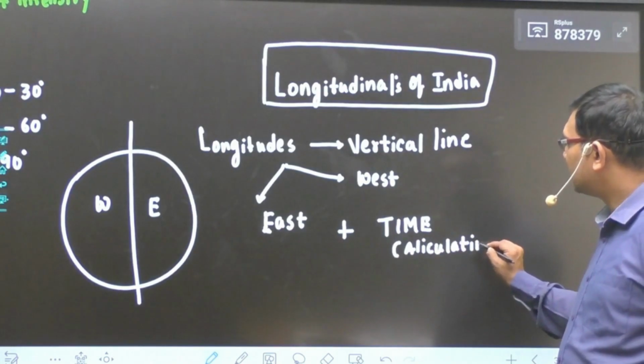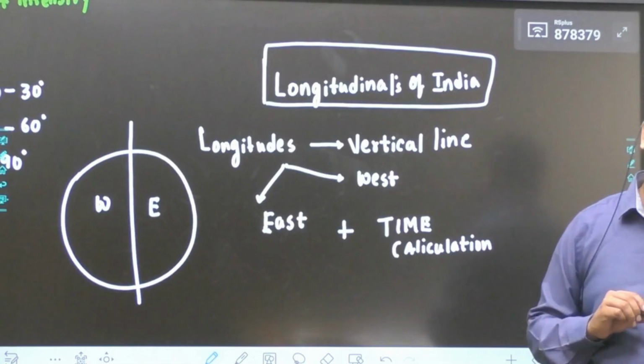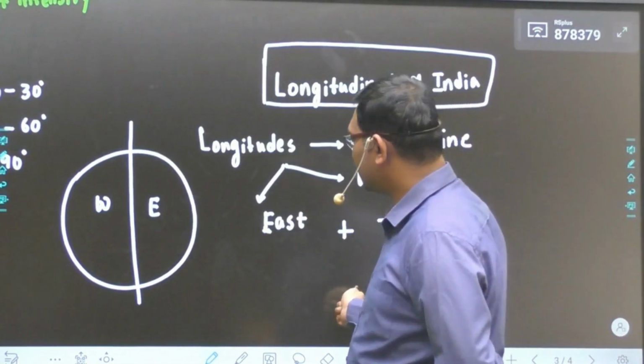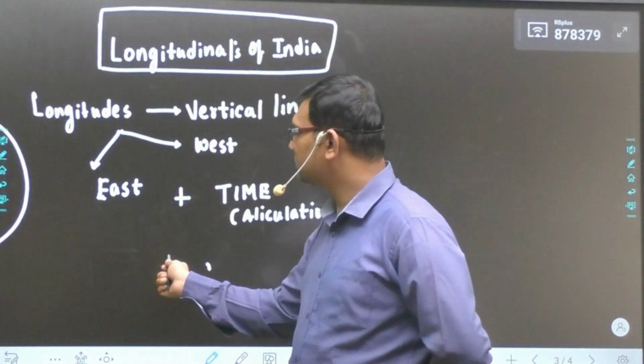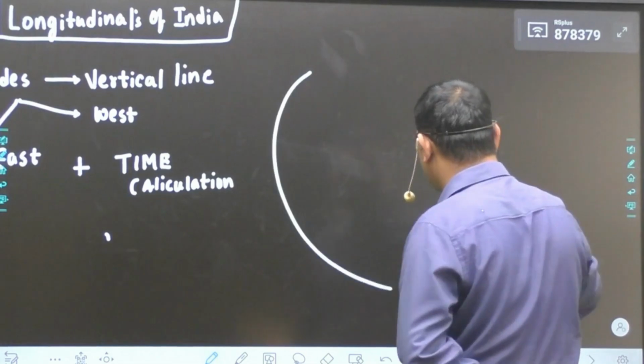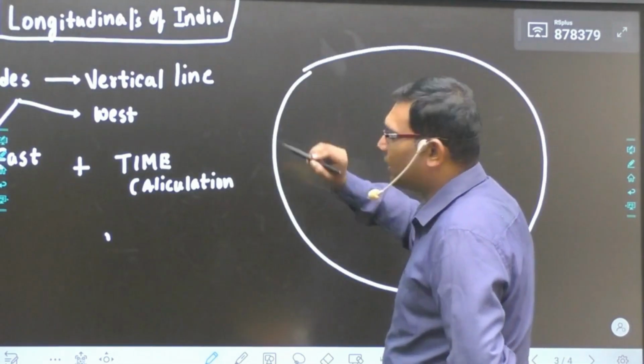Time calculation is also done. Yes or no? Now, tell me, is India in the eastern part or the western part? India is in the eastern part of the western part. This is your India.